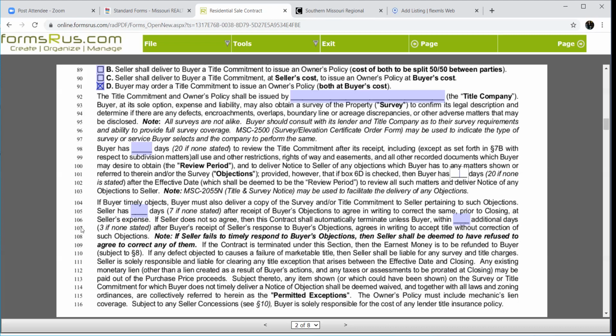Now, if you will look at line 106, if seller does not so agree, then this contract will automatically terminate unless buyer within 3 by default additional days agrees in writing to take the title without the correction. So follow along with me here if you can. We've got a contract. We have sent our paperwork to the title company. We have got our title commitment back to our buyer. Our buyer has seen the $500 lien on the property and has sent the notice to the seller. The seller has refused to fix that, so the contract dies.